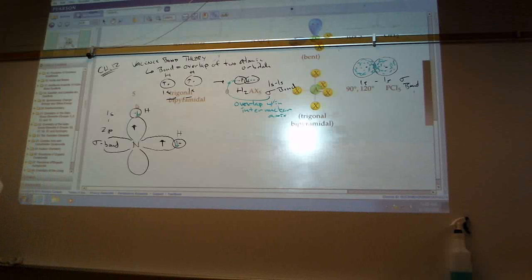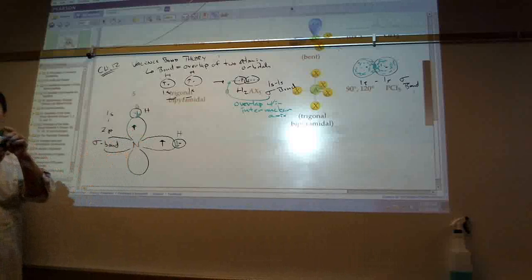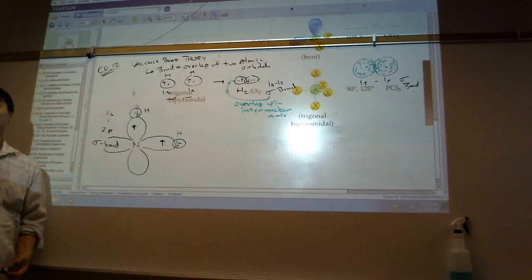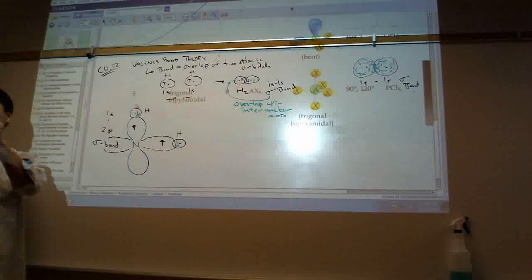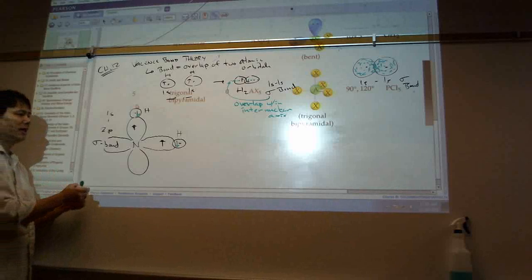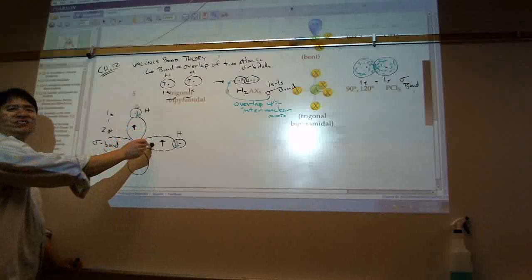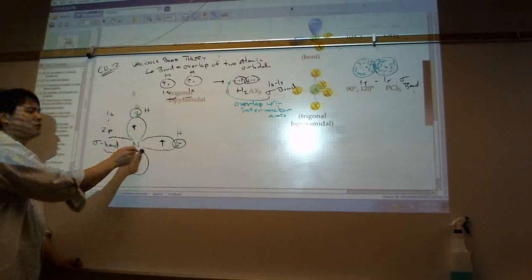Okay, now, do you see something funny about the angle or no? This angle should be 90 degrees because of the p orbitals, you have one on the z, one on the x, and one on the y. The x, y, z axes are orthogonal, at 90 degrees. And so the bond angle is supposed to be 90 degrees.